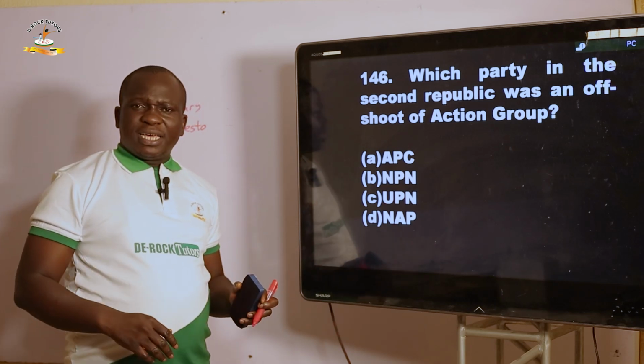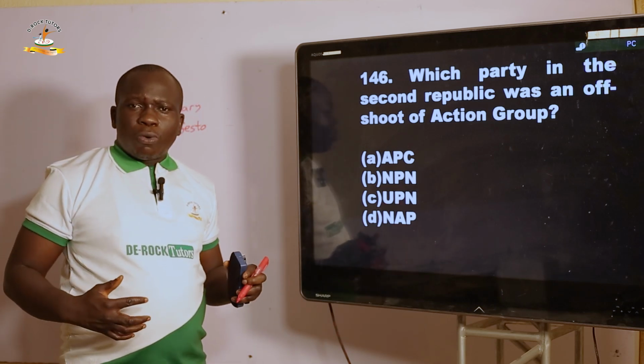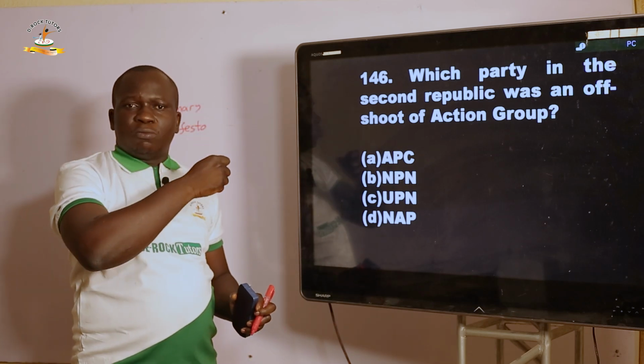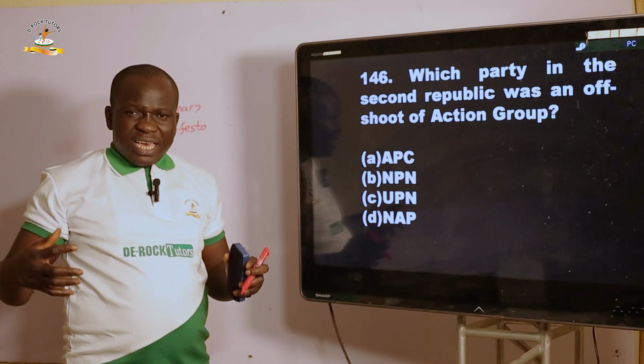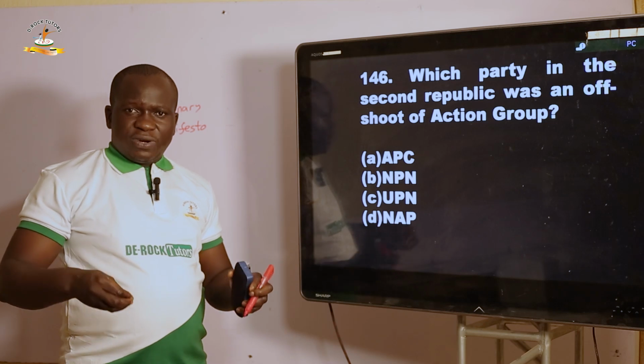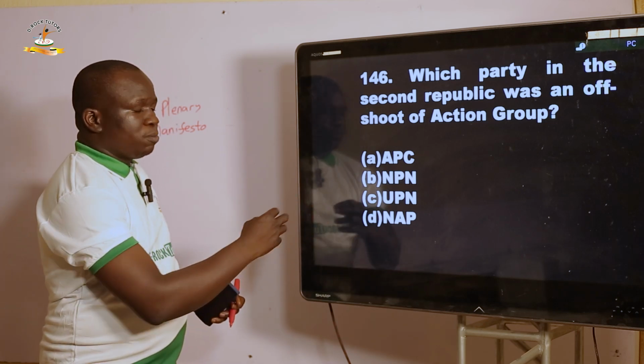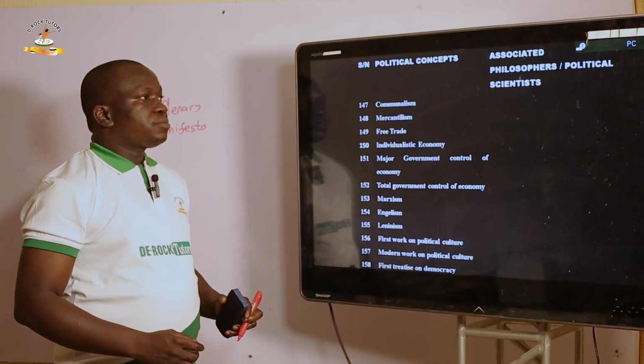But when this First Republic ended, in the Second Republic, Awolowo established UPN, and majority of those that were in the Action Group in the First Republic, they joined him to establish Unity Party of Nigeria in the Second Republic. Where is Unity Party of Nigeria here? That is option C. Now to the next question.